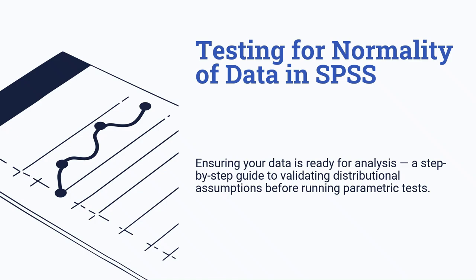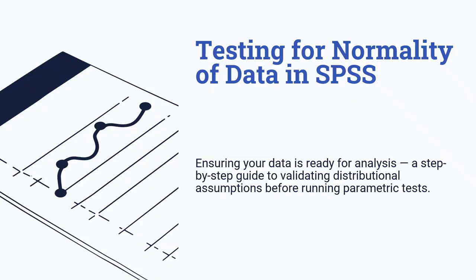Before we dive into any parametric test in SPSS, one crucial step is to check whether our data follows a normal distribution. This process is called testing for normality. Remember, testing for normality isn't just a technical requirement. It ensures that your analysis is reliable and that the conclusions you draw are trustworthy. In this guide, we'll walk step by step through the process, so you'll be confident that your data is ready for analysis.